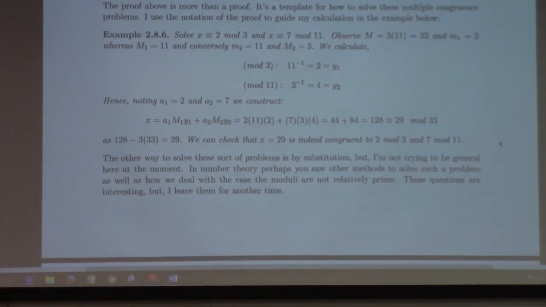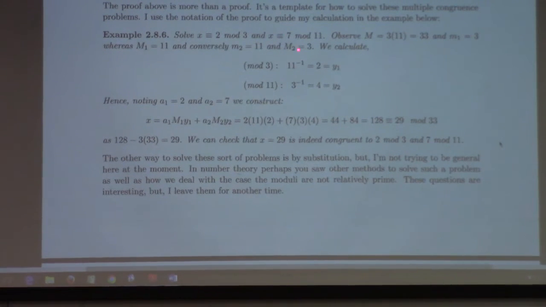For example, if I'm going to solve x congruent to 2 mod 3 and x congruent to 7 mod 11, what I do is I calculate my total modulus of 33, and then it gives me the big M sub 1 of 11 and big M sub 2 of 3. When there's just 2, they flip-flop. So it's kind of cool.